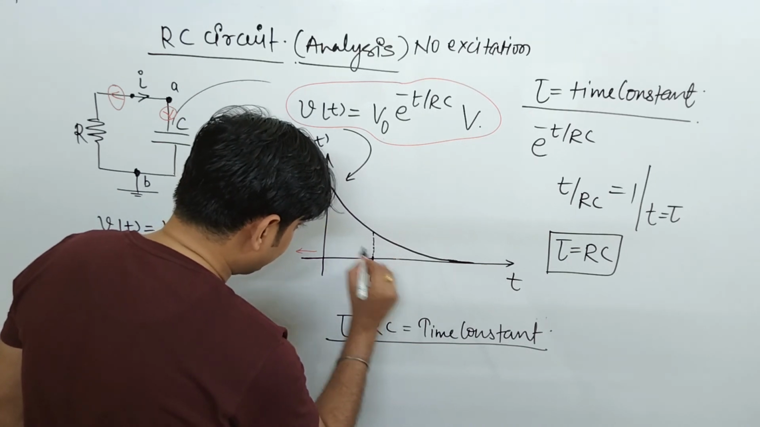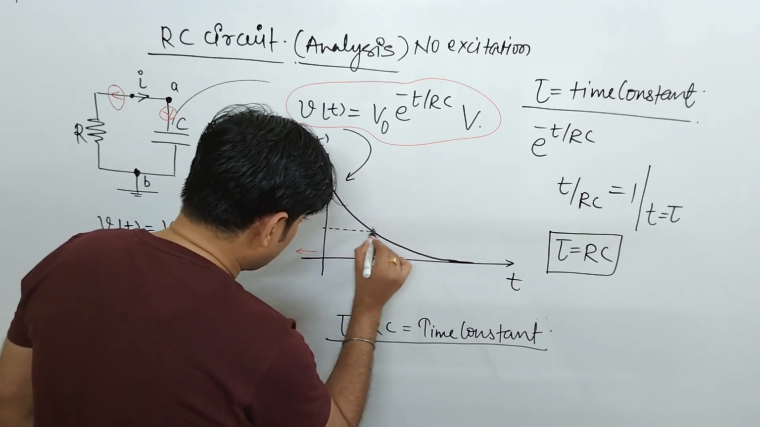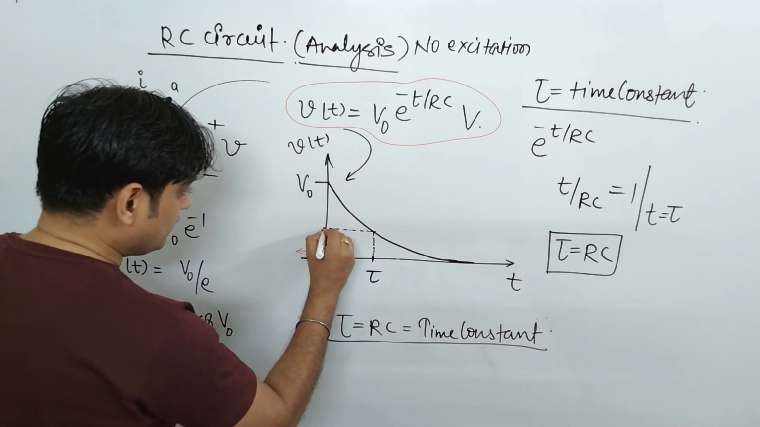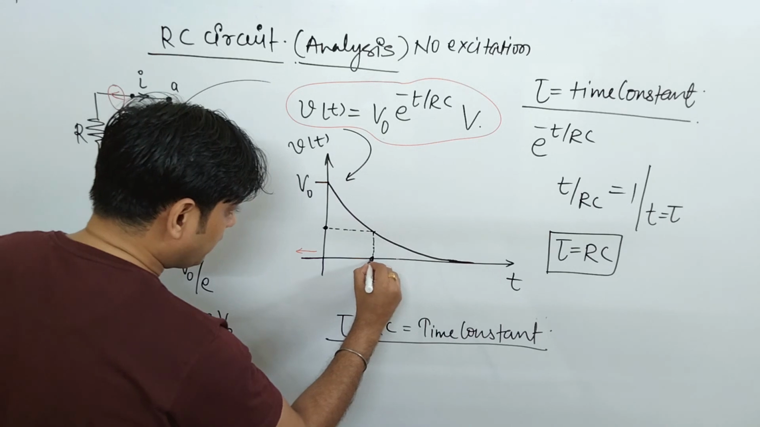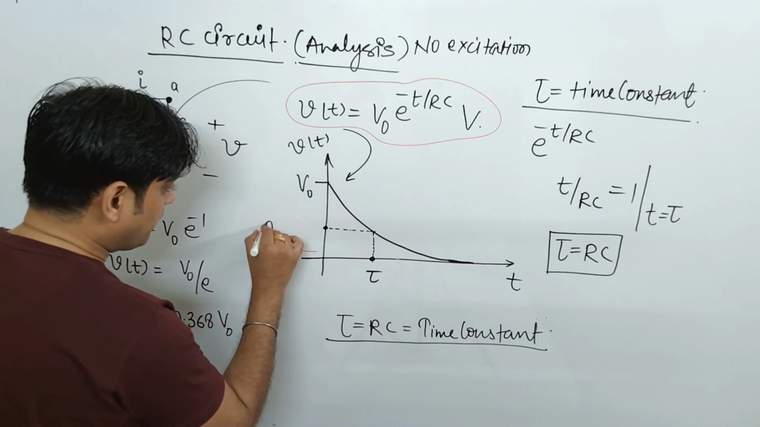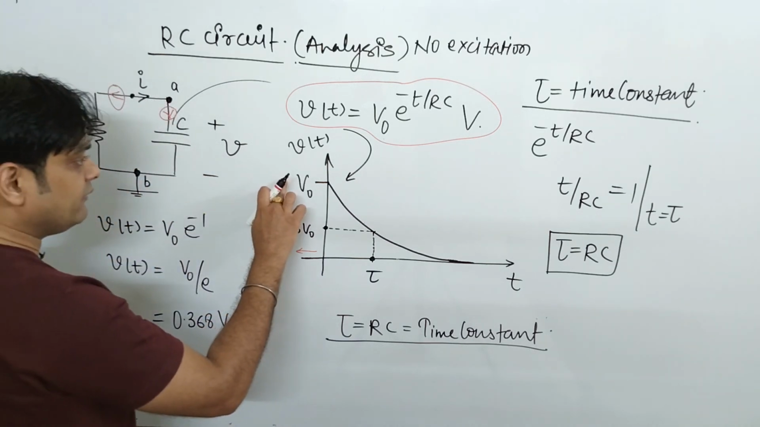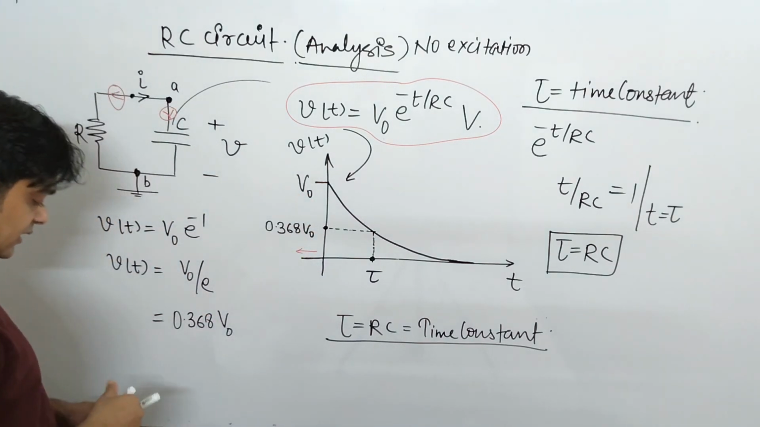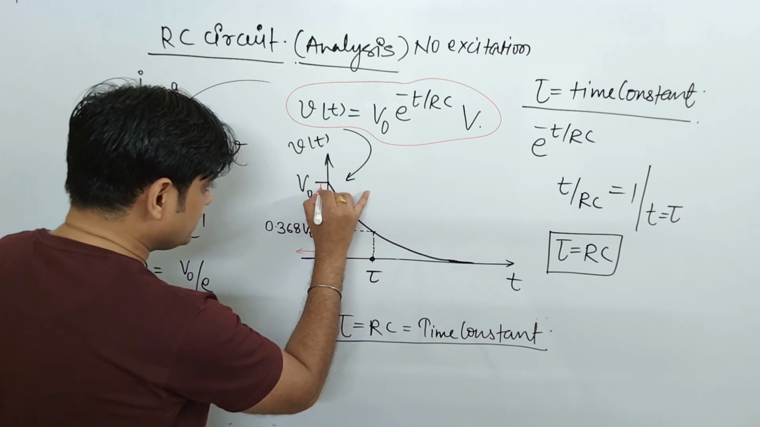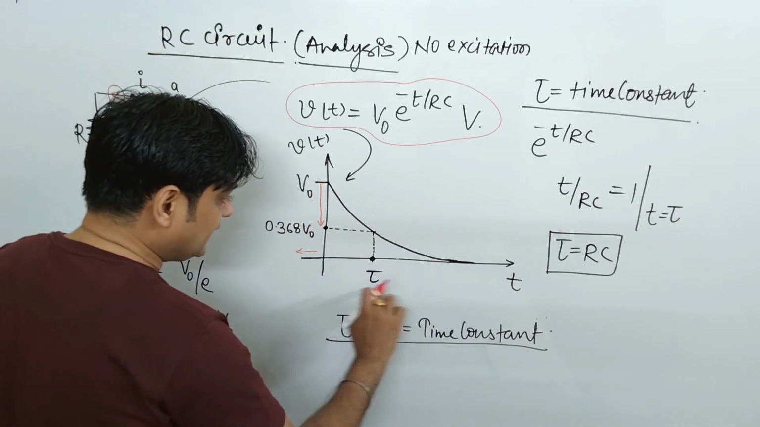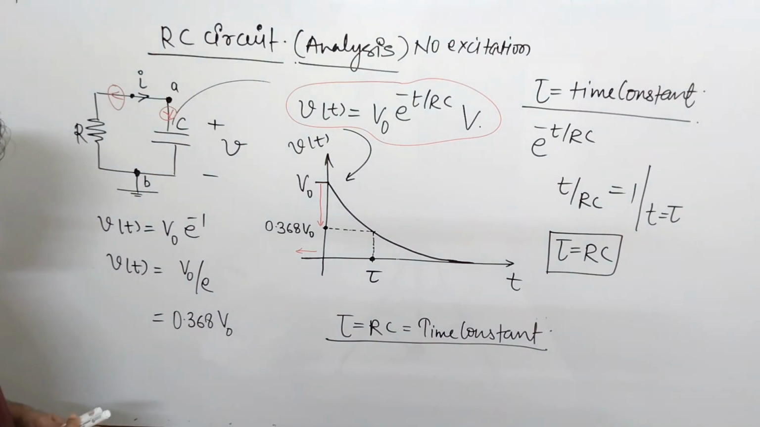What happened? The corresponding value of Vt falls to a value of 0.368 of V naught. If it is a unit value, from here this value falls to 0.368 V naught at t equal to tau.